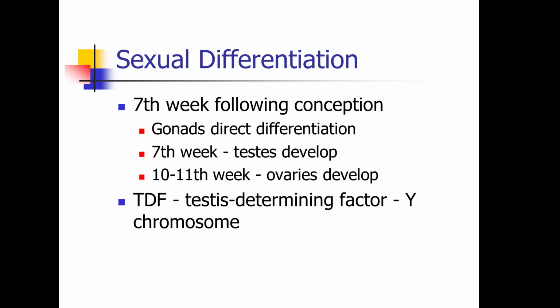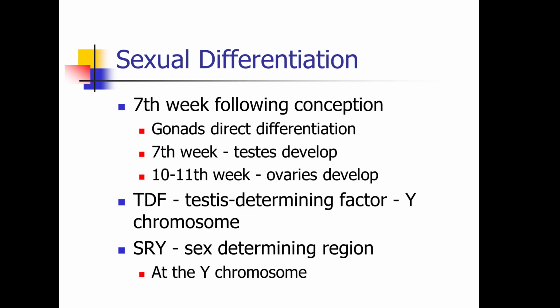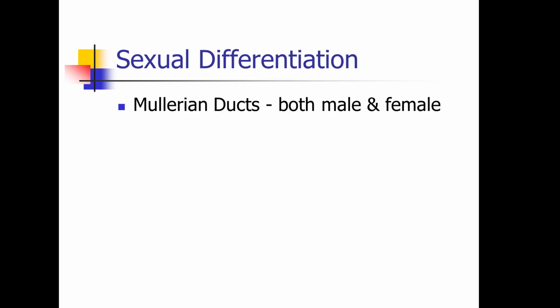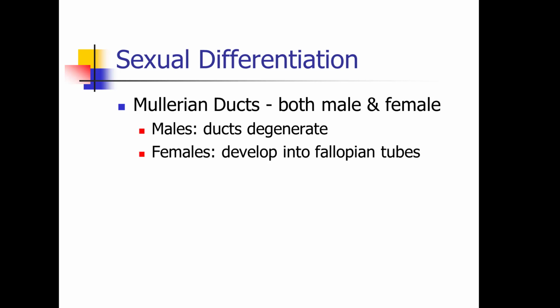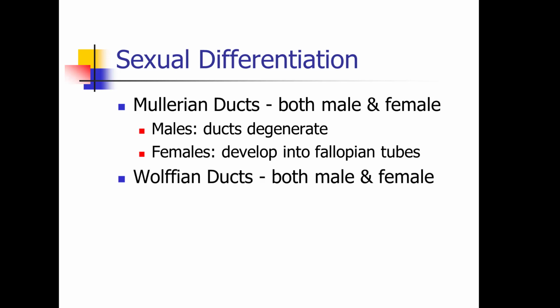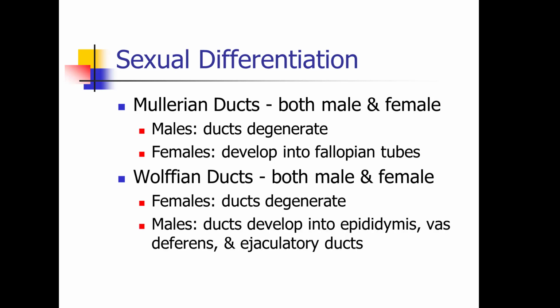TDF, testis determining factor, is present on the Y chromosome. SRY is the sex determining region. That is also on the Y chromosome. The Mullerian ducts are present in both the male and female prior to differentiation. In the males, the ducts degenerate. In the females, they develop into fallopian tubes. Conversely, Wolffian ducts are present in both males and females prior to differentiation, and in females these ducts degenerate, whereas in males the ducts develop into the epididymis, vas deferens, and ejaculatory ducts.